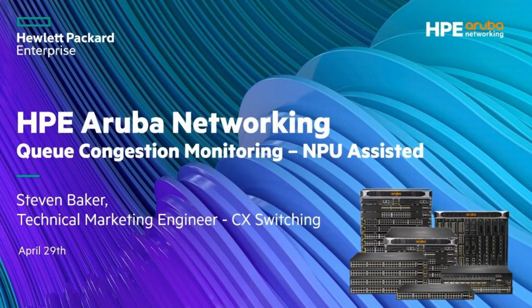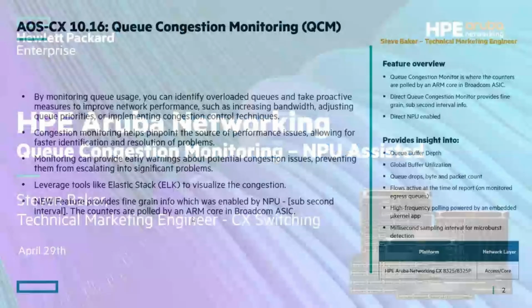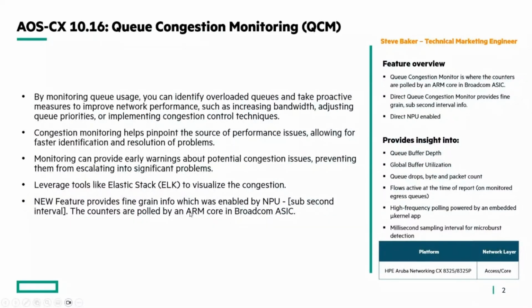Hey, so I wanted to cover queue congestion monitoring. This is an update to this feature. This, of course, is a useful tool that allows us to monitor the queues so that we can identify overloaded queues, and then, of course, take proactive measures to improve the network performance, maybe increasing bandwidth or adjusting the queue priorities. So congestion monitoring really helps us pinpoint the source of performance issues, allowing for faster identification and resolution.